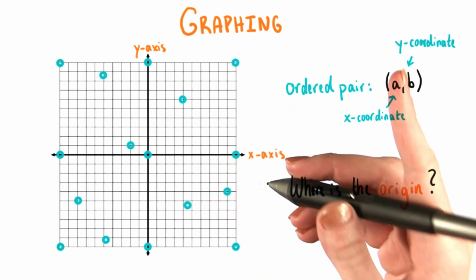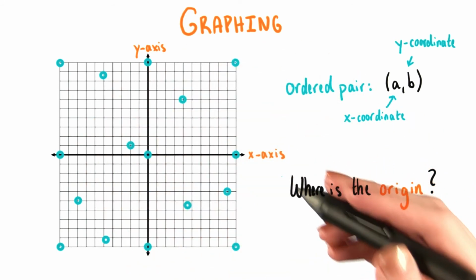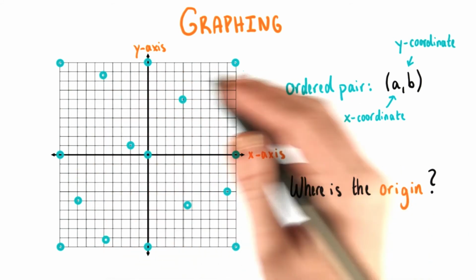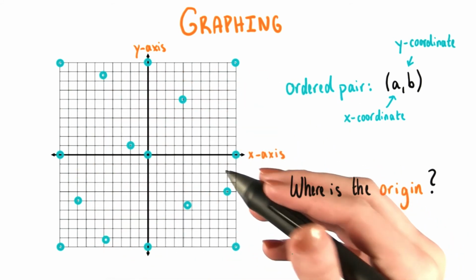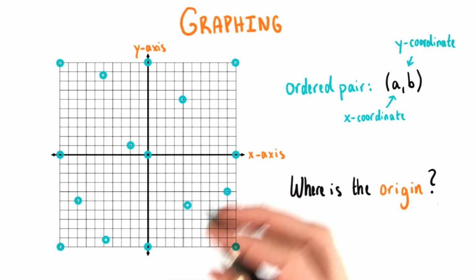There's one single point on this graph, however, one point out of that infinite number of points that's really special, and we call it the origin. Which point of all of these ones highlighted in teal do you think is special enough to have such an illustrious title as the origin? Click where you think it is.